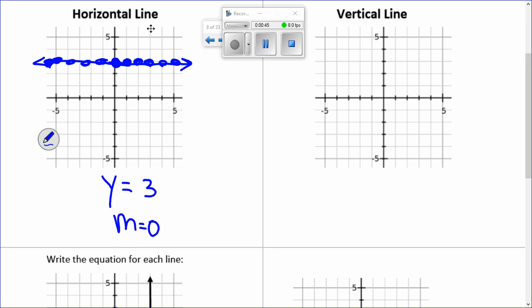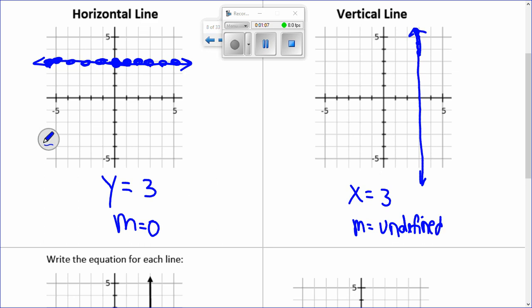Okay? Now, vertical lines are where all the x values are the same. We create this line, all x values are the same. So here, where x equals 3, this is the equation, x equals 3, my slope is undefined.